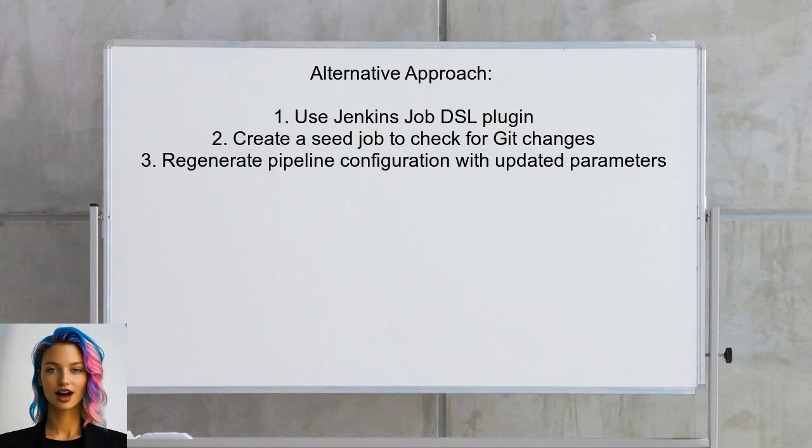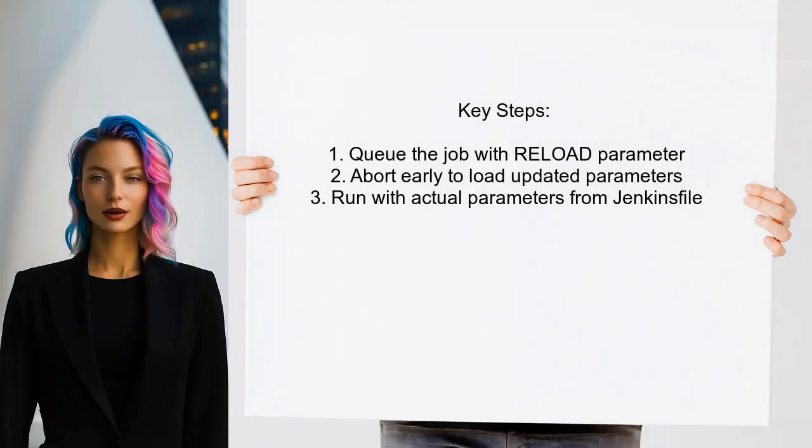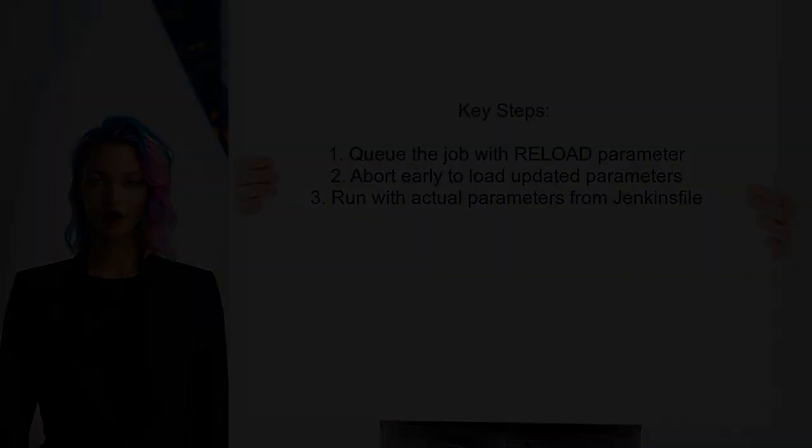One alternative approach to force Jenkins to reload a Jenkins file is by using the Jenkins Job DSL plugin. This user sets up a seed job that checks for changes in their Git repository. When changes are detected, the seed job regenerates the pipeline configuration, including parameters. The seed job queues the pipeline with a special parameter called reload. This triggers the pipeline to abort early, allowing it to load the updated parameters without confusion. The pipeline then runs with the actual parameters set in the Jenkins file.